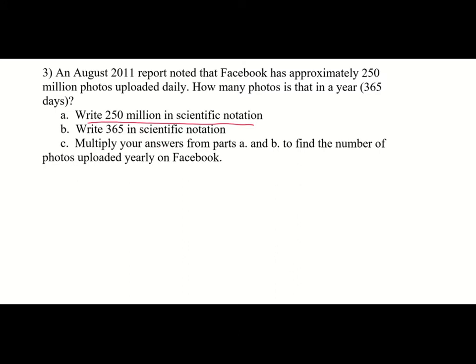So the first thing I'm going to do is write 250 million out in standard form. They just put 250 million, but we need to write it out so we can see how many values are after that 250. Okay, so here's 250 million. And then again, I need to move that decimal point over 1, 2, 3, 4, 5, 6, 7, 8 places. So we're going to have 2.5 times 10 to the 8th power.